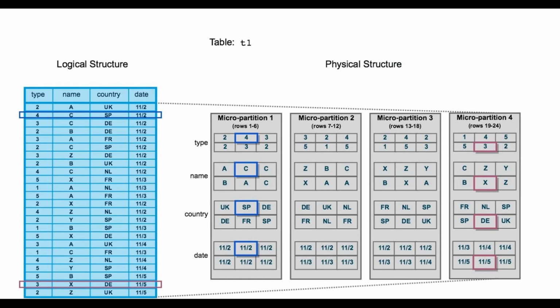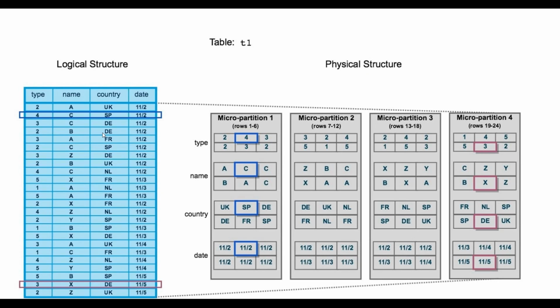So for example, this is the data. This is the logical structure of a table. Suppose my table contains four fields: type, name, country and date. In traditional row-oriented databases, the data will be stored like this, and this is the logical structure. But when it comes to the physical structure in Snowflake, how will this be stored? Like this the data will be stored.